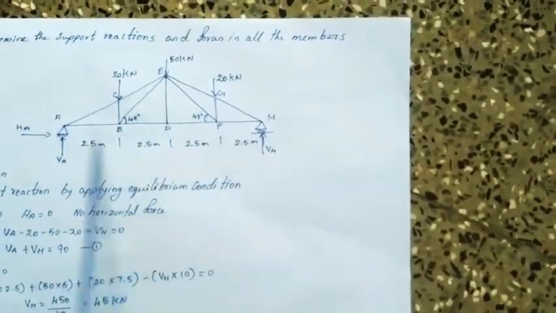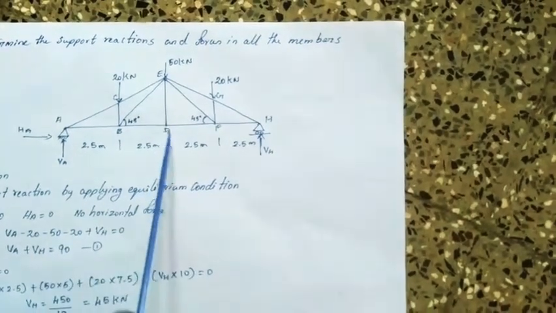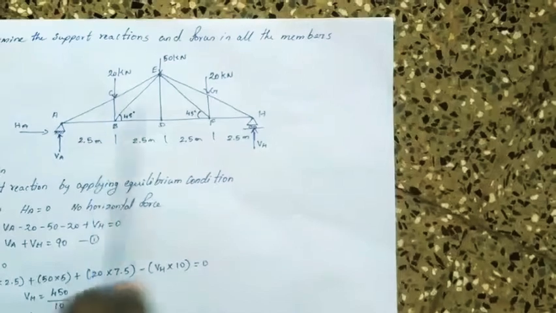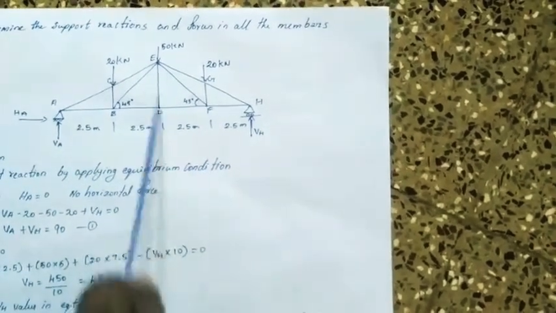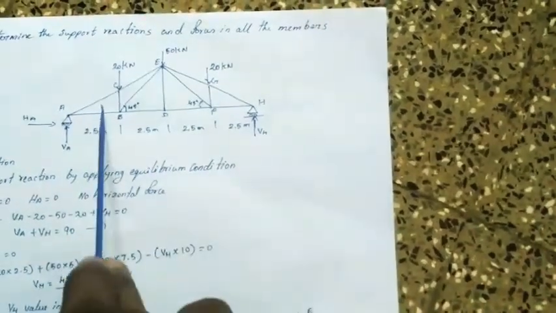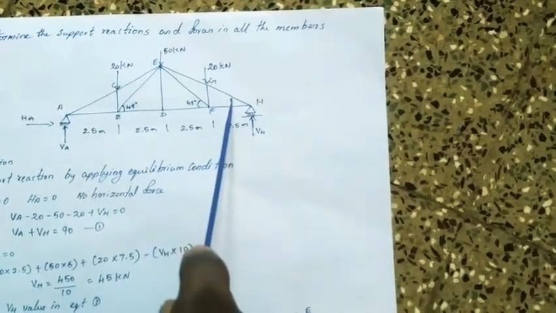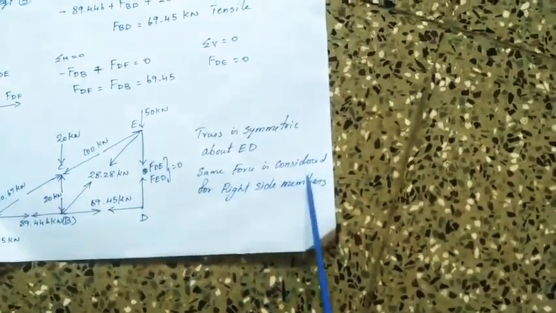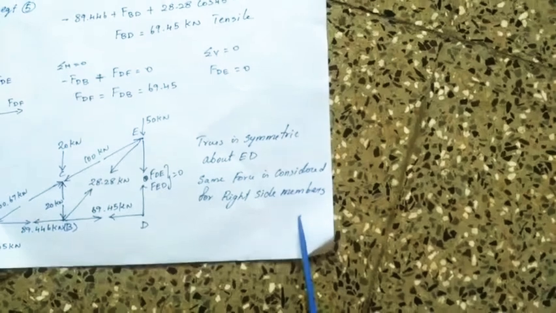So this is the left side of the total system. So we found the forces in the left side. But the total system is symmetric about DE. So we can apply the same force system over the right side. That's what I mentioned over here: the truss is symmetric about the line AD. So the same forces are considered for the right side members.